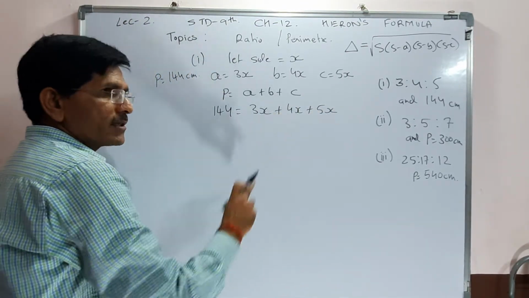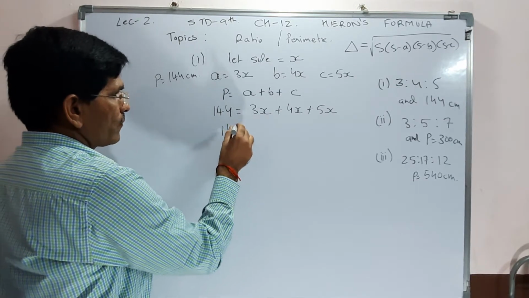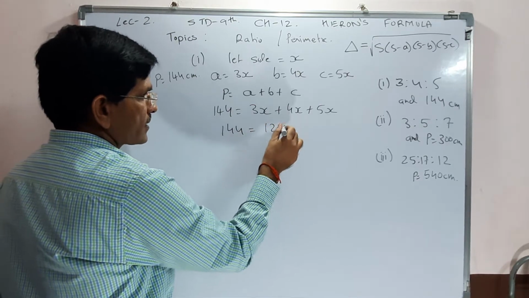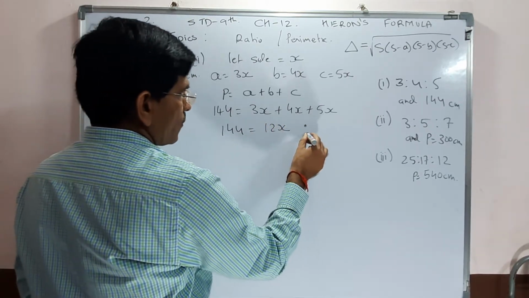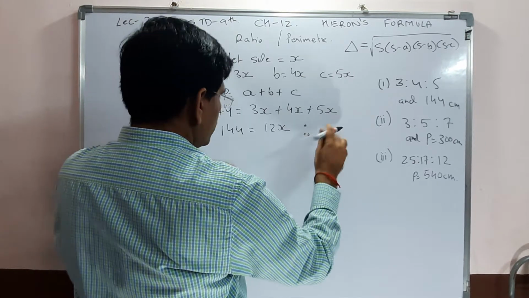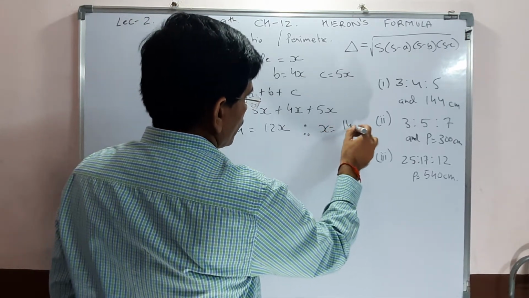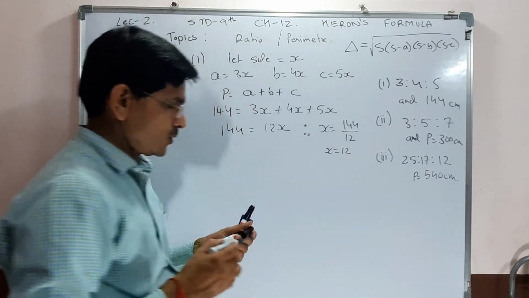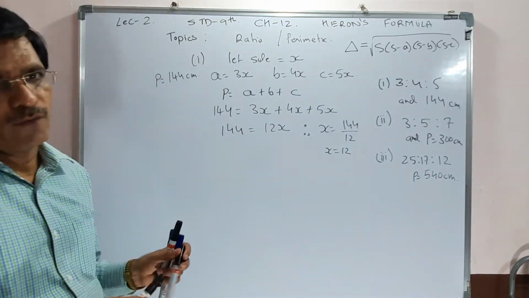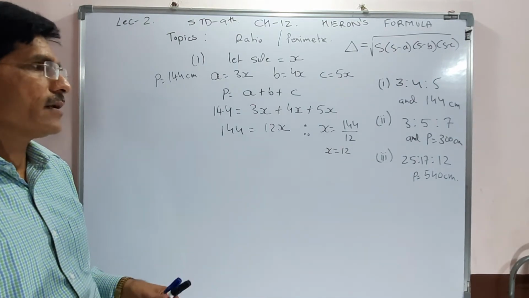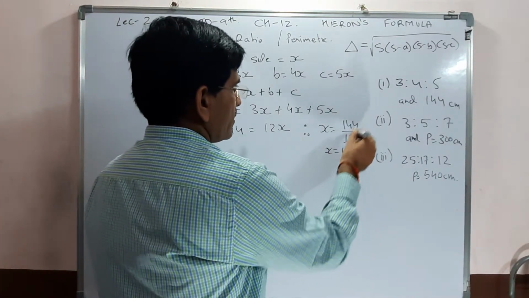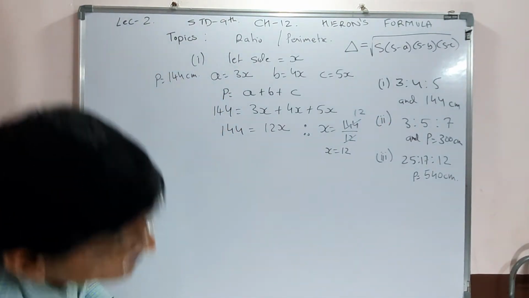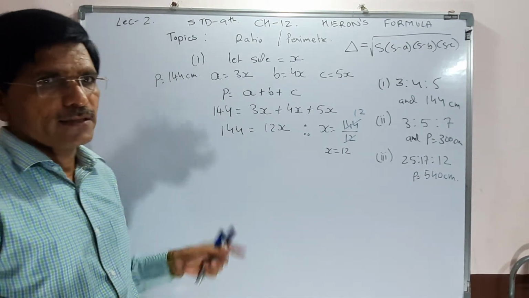So 3 plus 4 is 7, 7 plus 5 is 12. So 144 is equal to 12x. Therefore x is equal to 144 divided by 12. So x is equal to 12. We can understand this by cancellation: 12 times 12 is 144. So the value of x we have got is 12.